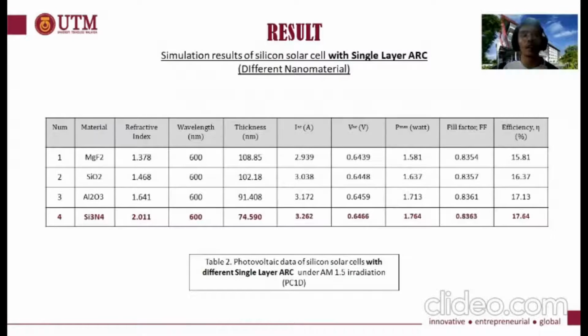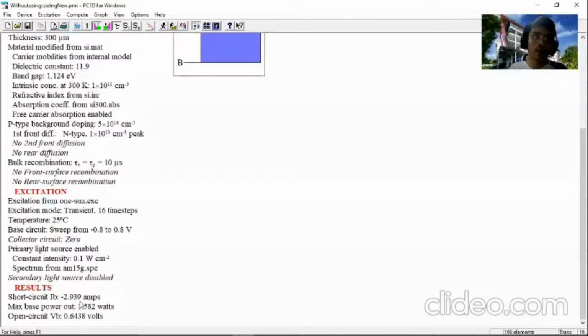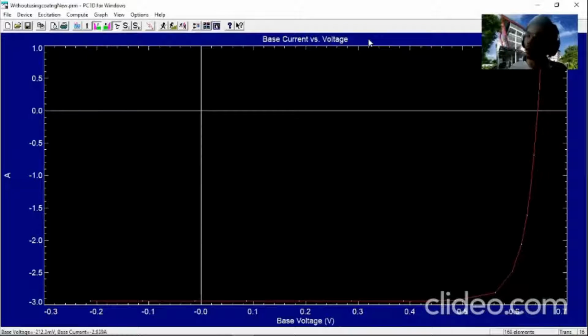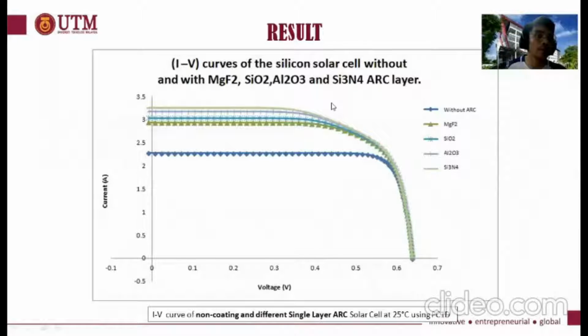For the second simulation, we use a single layer ARC but with different nanomaterials. We have four types of nanomaterial here: magnesium fluoride, silicon oxide, aluminum oxide, and silicon nitride. We enter the thickness and the refractive index for each material, starting with magnesium fluoride. Then we run it and get the parameters and the IV curve. We repeat with the different materials and get the data, and we can plot the graph for the IV curve and see the difference between with and without coating.